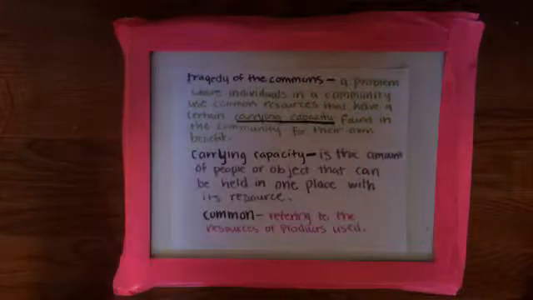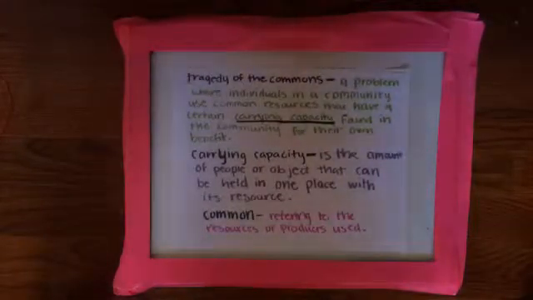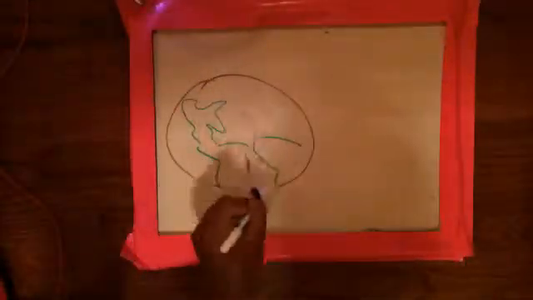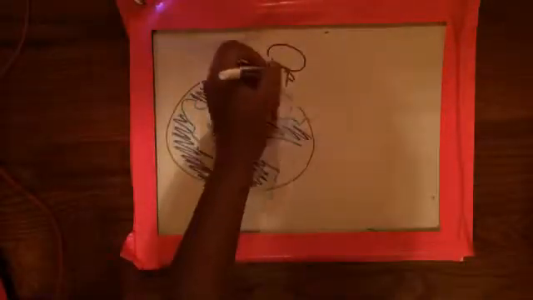Tragedy of the Commons is a problem where individuals in a community use common resources that have a certain carrying capacity found in their community for their own benefit. The carrying capacity is the amount of people or objects that can be held in one place with its resource. The word common is referring to the resources or products used in that community. Tragedy of the Commons was brought to the world by Garrett Hardin because of overpopulation.